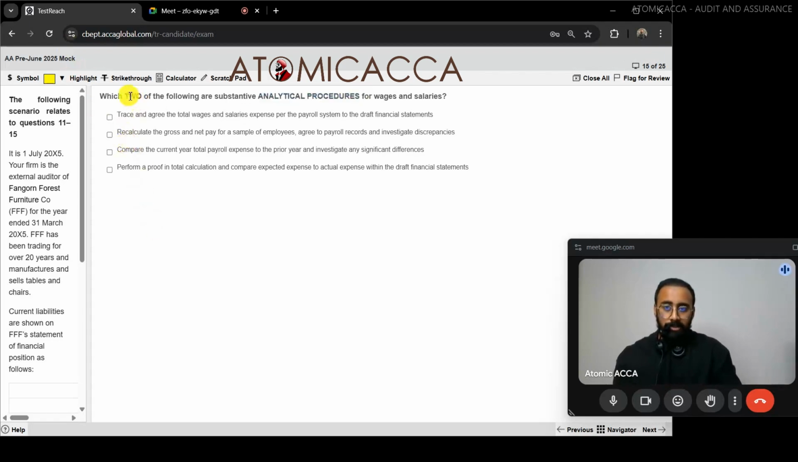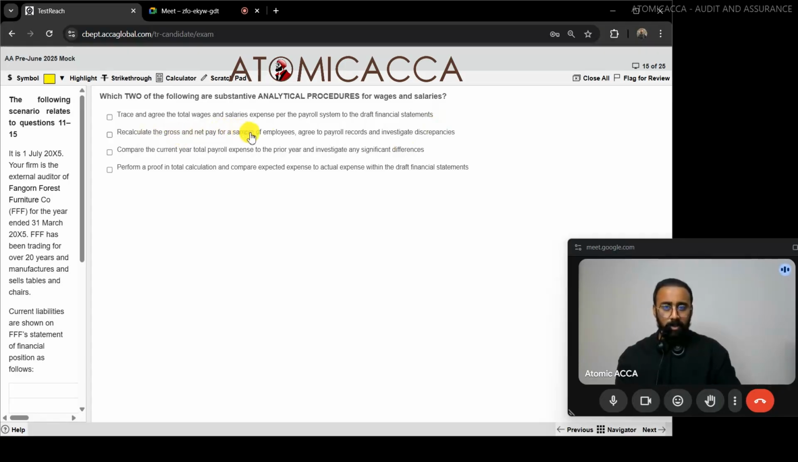Number one, they are asking for two, so I have to select two options. Trace and agree the total wages and salary expenses per payroll system to the draft financial statement. So you're not comparing two different records, you're just confirming whether the wages and salary expense in the payroll system and financial statement is correct or not. So you're just doing a substantive procedure to confirm the amounts. So that is out.